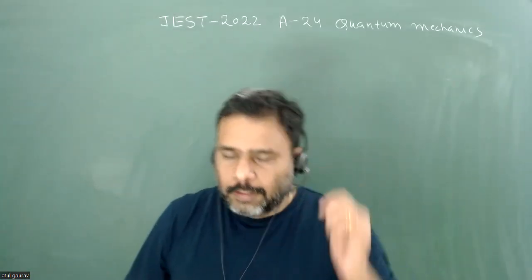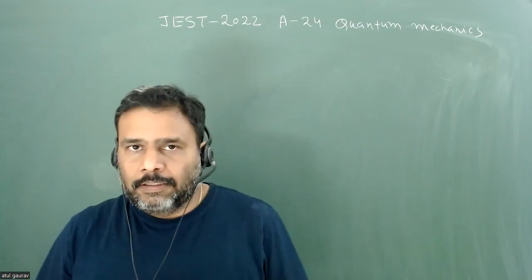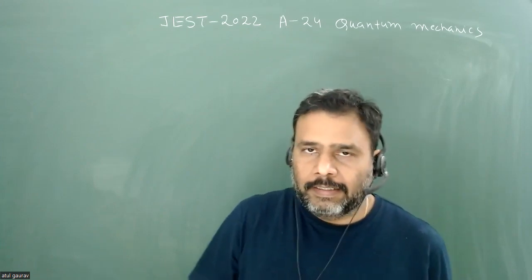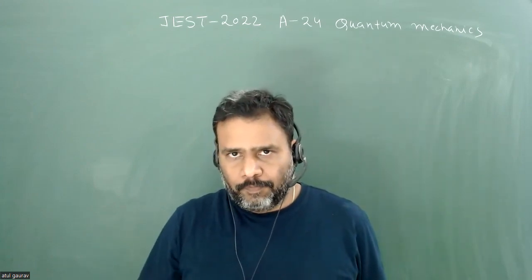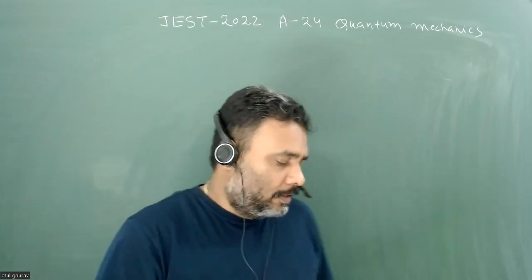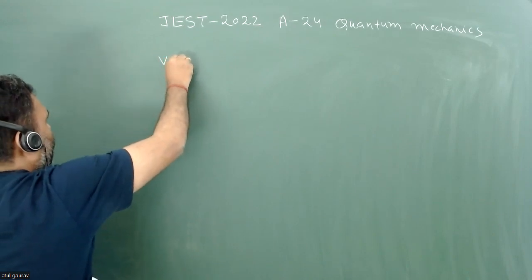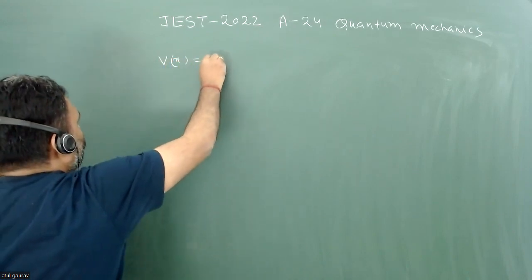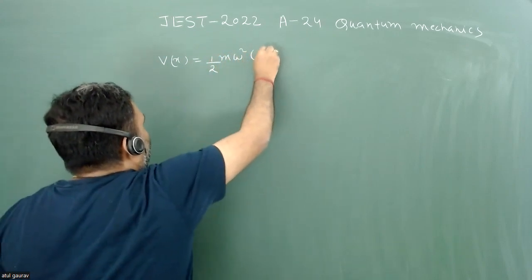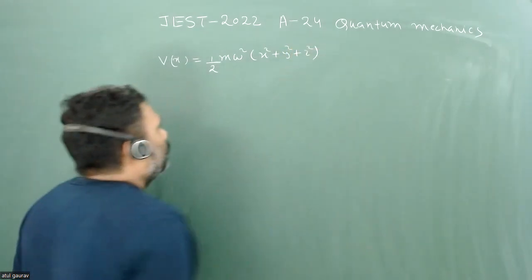Hello students, so let's try to solve one more problem from JEST 2022, and this is a problem from quantum mechanics, and this is all about the Pauli exclusion principle. It is given the potential is a three-dimensional harmonic oscillator, V(x) equal to 1/2 m omega squared (x squared plus y squared plus z squared).